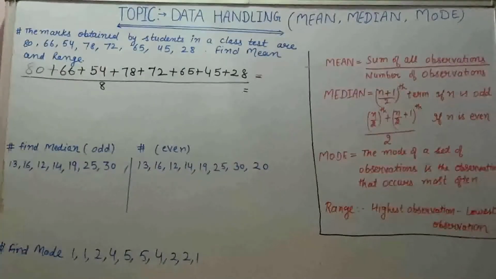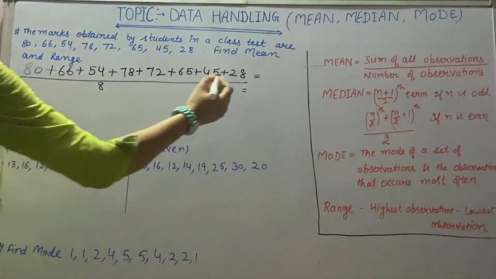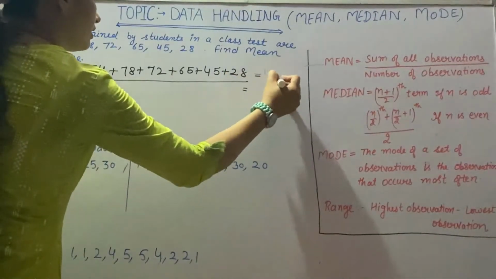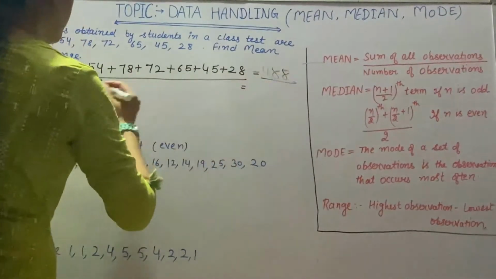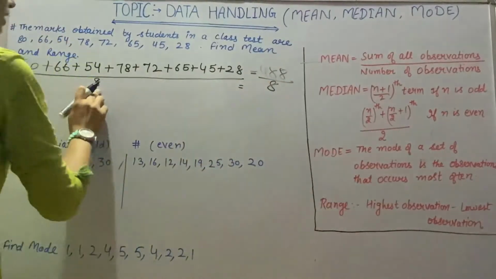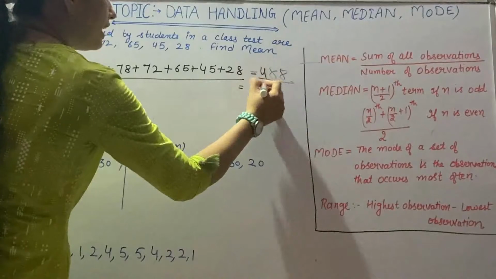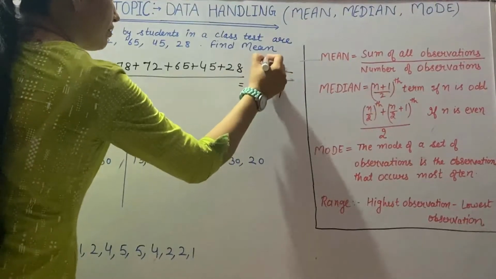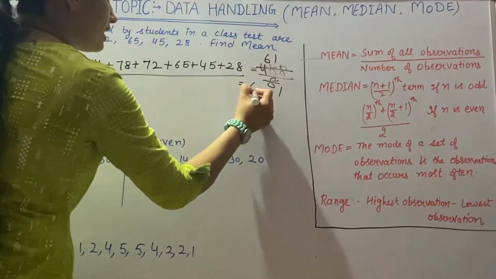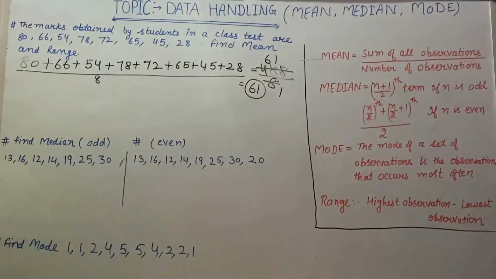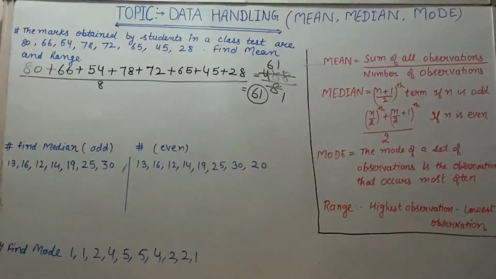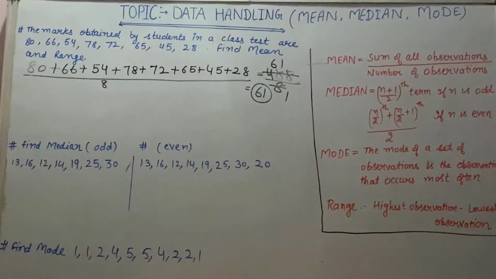When we add these terms, we will get 488 divided by 8. Now here the number of observations is 8. Dividing this, 8 ones are 8, 8 sixes are 48, 8 ones are 8. 61 is the mean of the marks obtained by the students.